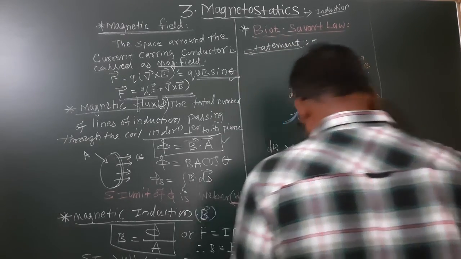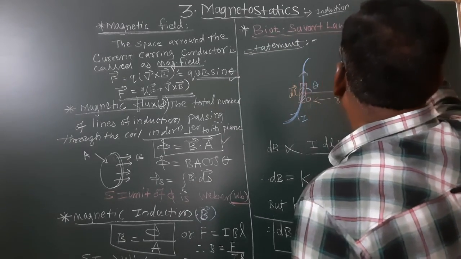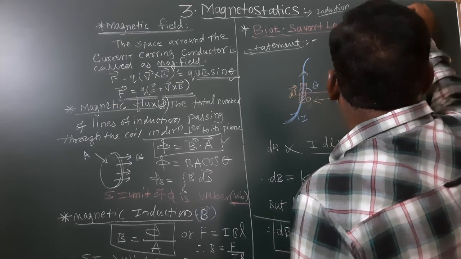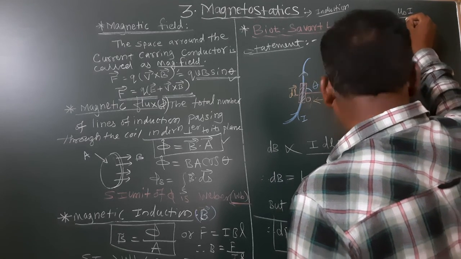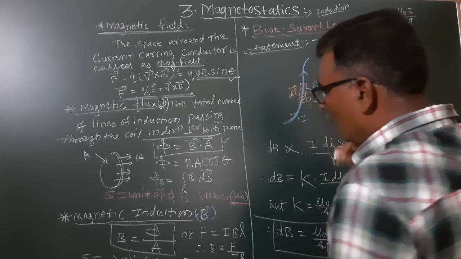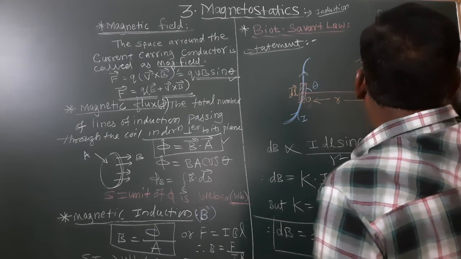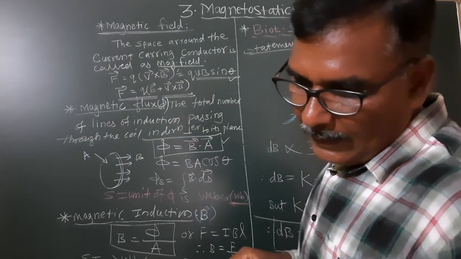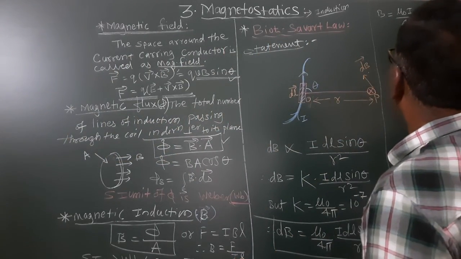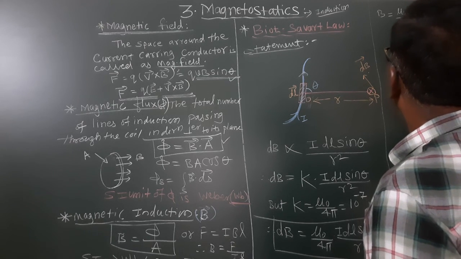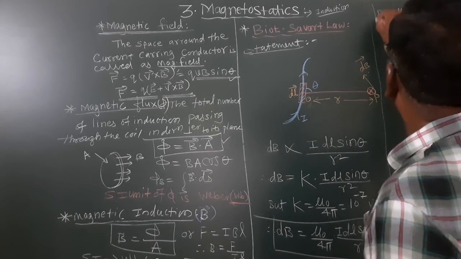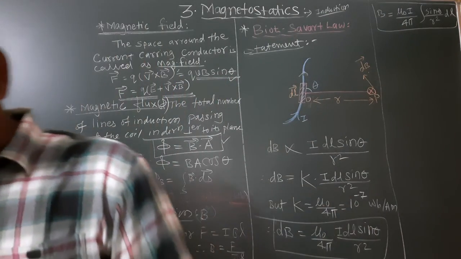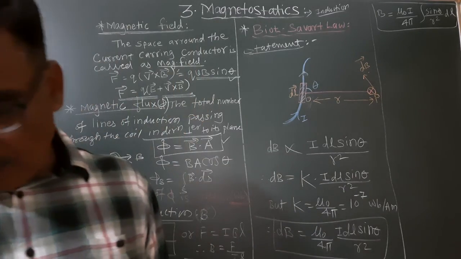in one more form for the total conductor, that is, taking the integration of this equation: B is equals to mu 0 into I divided by 4 pi, integration of sine of theta divided by r square into dl. This is one more formula for Biot and Savart law. Sometimes a question may ask on that. Mu 0 is called the permeability of the vacuum.